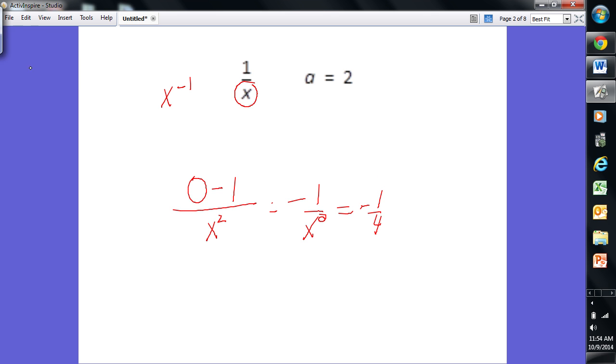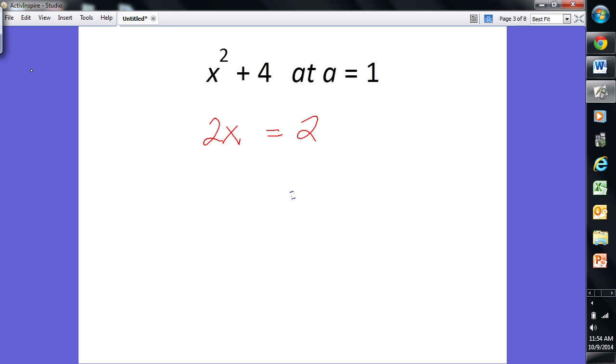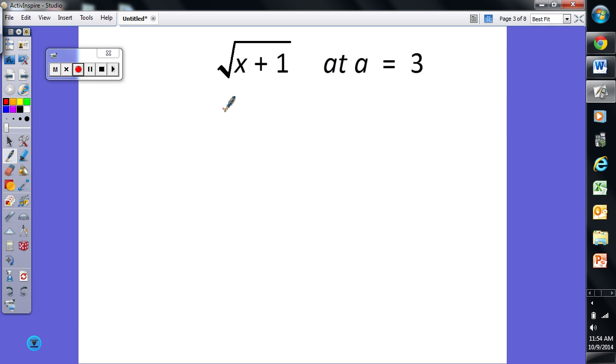Number 6 is x squared plus 4. This is the sum rule, so you just take the derivative of this, which is 2x, and the derivative of 4 is 0. To evaluate it at 1, you just plug in 1 for x, and you get that the derivative at that point is 2. Aren't derivatives fun?